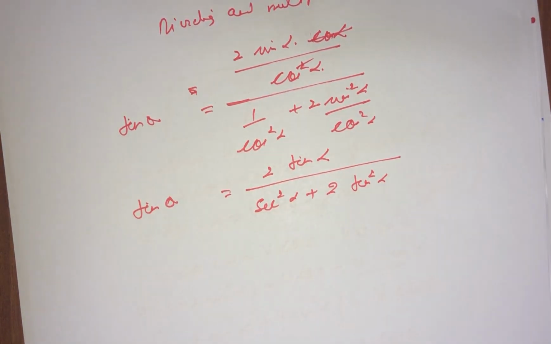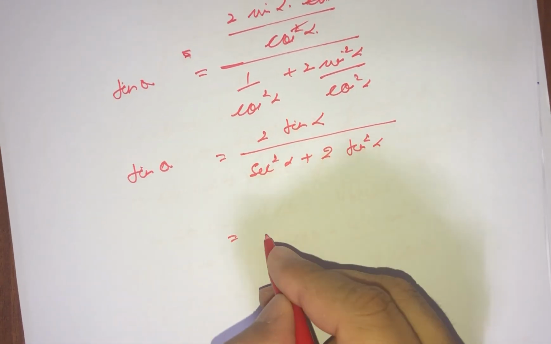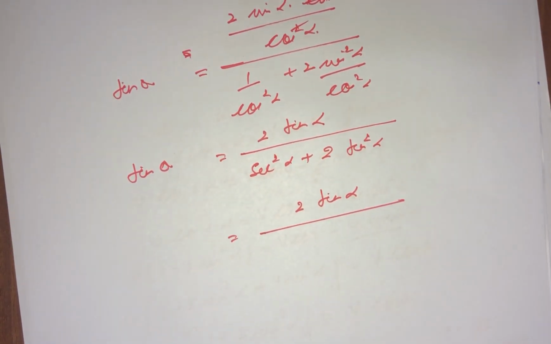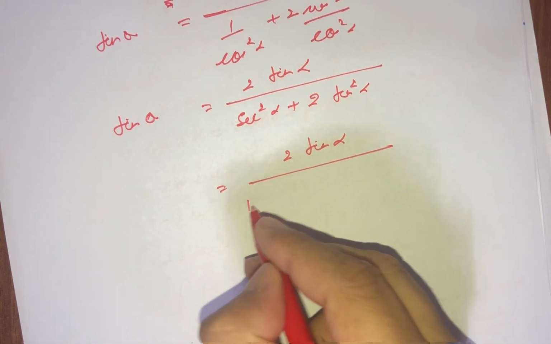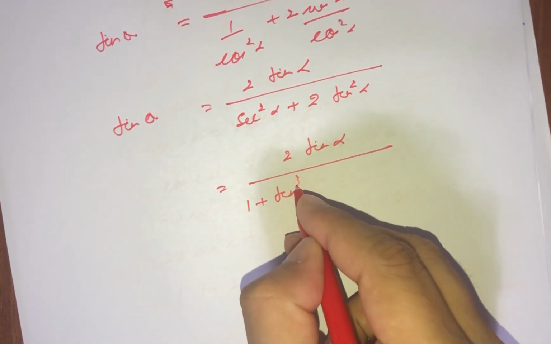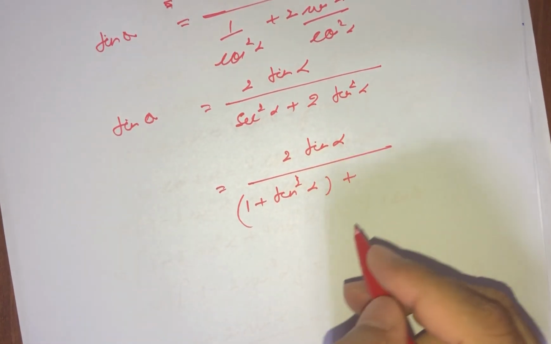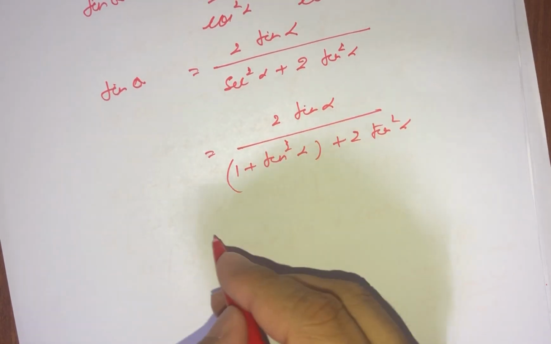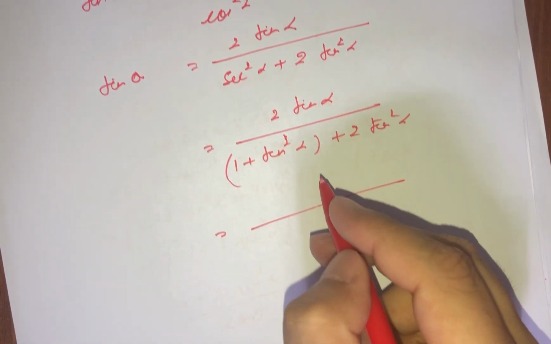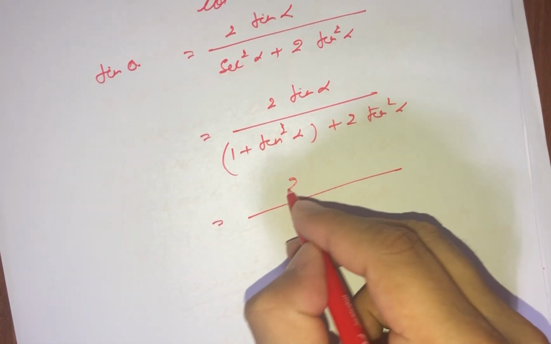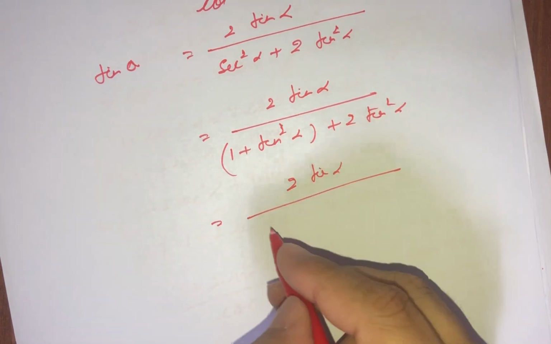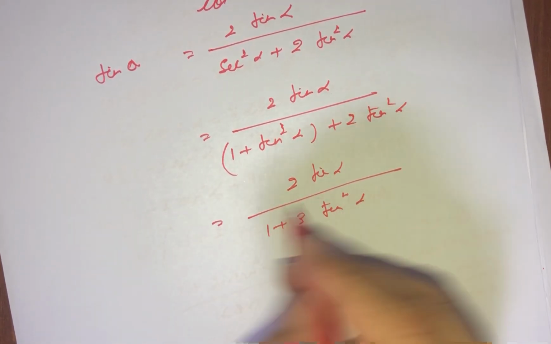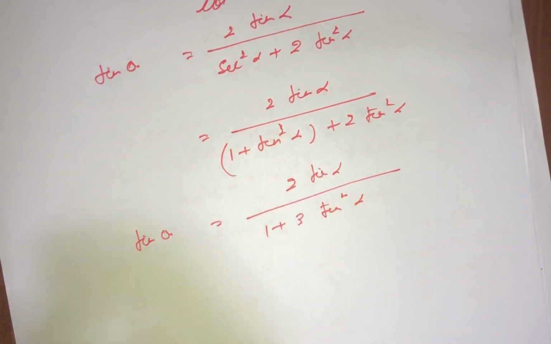Now secant square alpha, we can write this as 2 tan alpha. Secant square is 1 plus tangent square, so we write this as 1 plus tan square alpha plus 2 tan square alpha. This is equal to 2 tangent alpha over 1 plus 3 tan square alpha, and this is equal to tangent of theta.